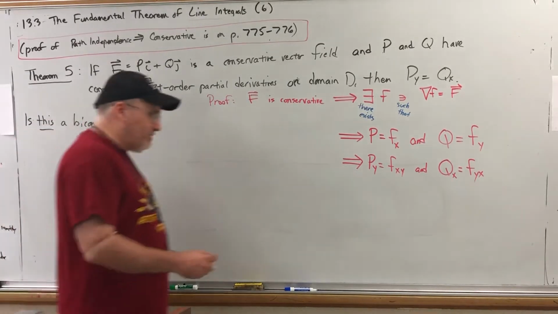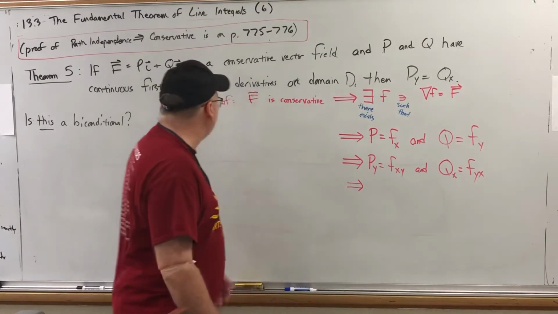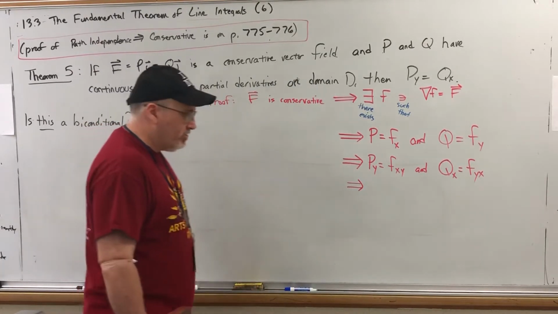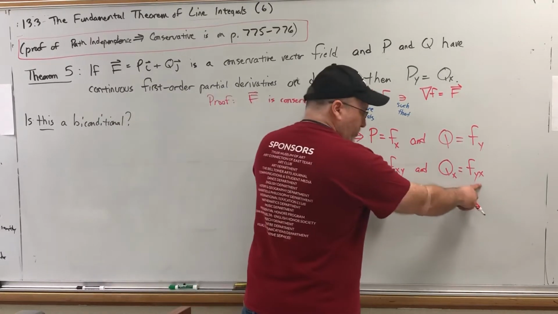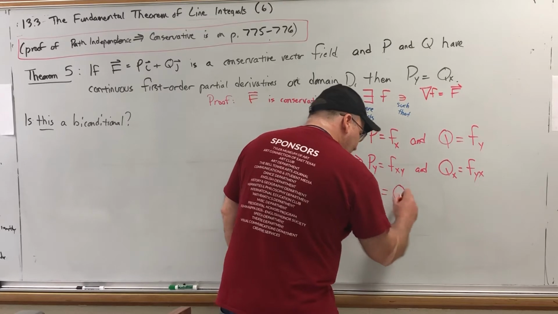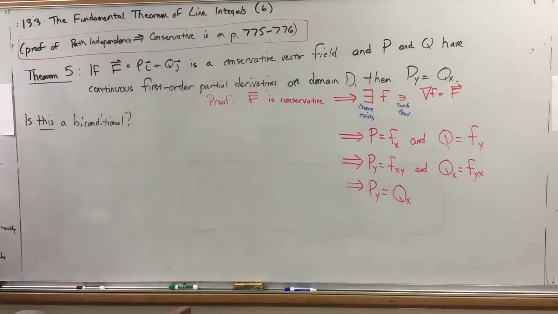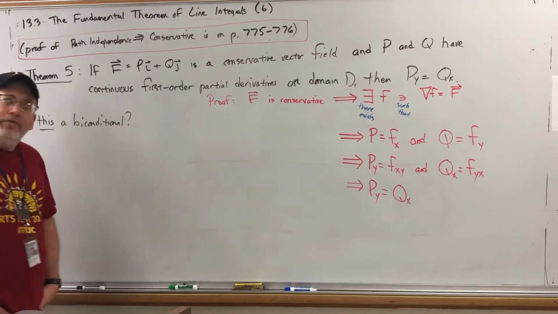But there was a previous theorem that said mixed partial derivatives are equal under the correct conditions, and this gives us the correct conditions. These are mixed partials, they're equal, therefore the partial of p with respect to y is equal to the partial of q with respect to x. So it's a direct consequence of mixed partial derivatives being equal.